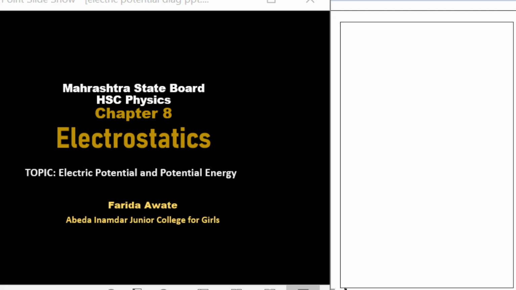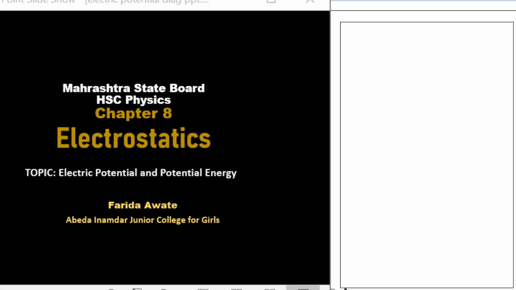Electrostatics. In this particular chapter we are discussing the topic electric potential and potential energy. This is a very interesting and important chapter in which you should know what is potential energy and what is electric potential energy. So before understanding electric potential energy and electric potential, we should know a little about potential energy. So we'll see what is potential energy.